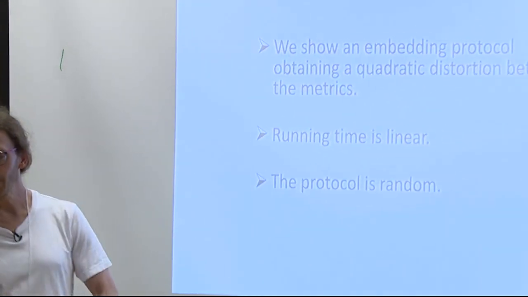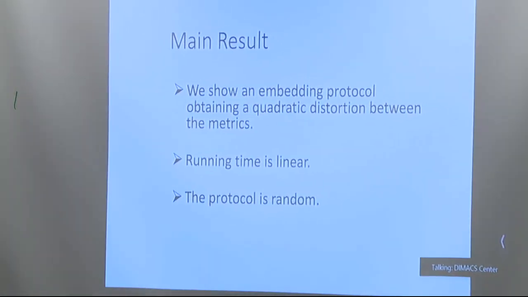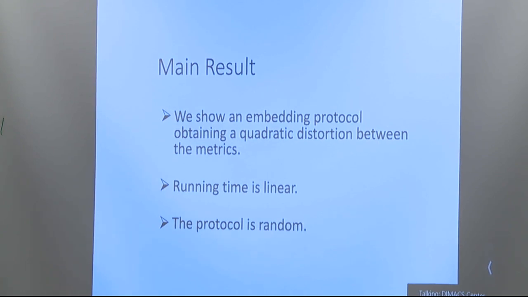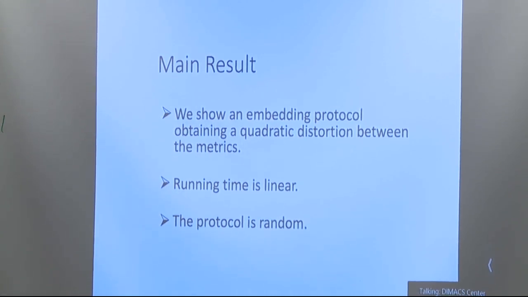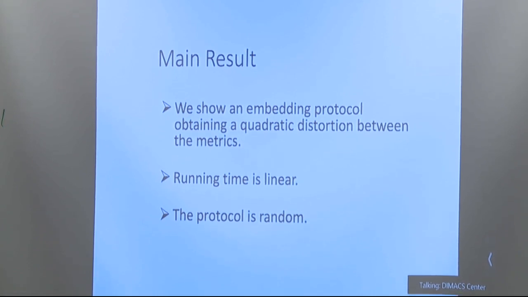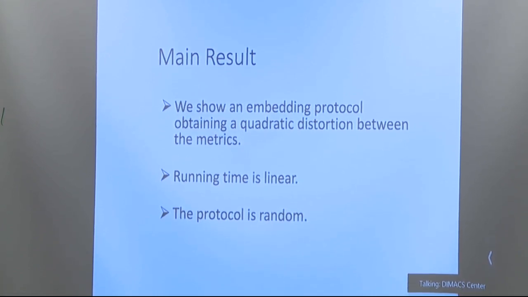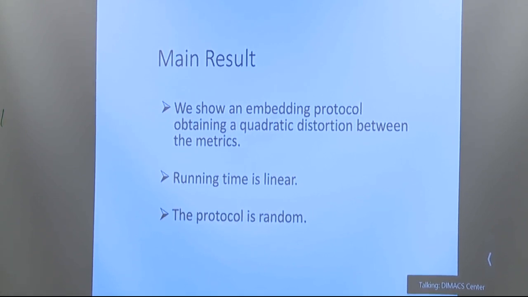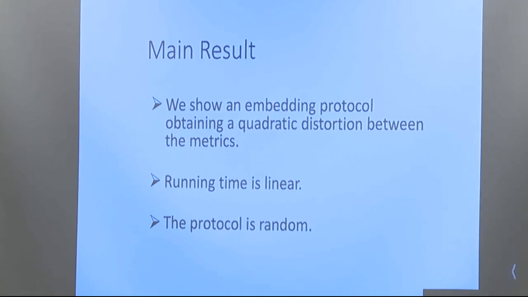So let's have some concluding remarks. We showed an embedding protocol, showing that there is a quadratic distortion between the Hamming distance of the embedded strings and the edit distance of the original strings. The running time of this embedding is linear, and this protocol is random.